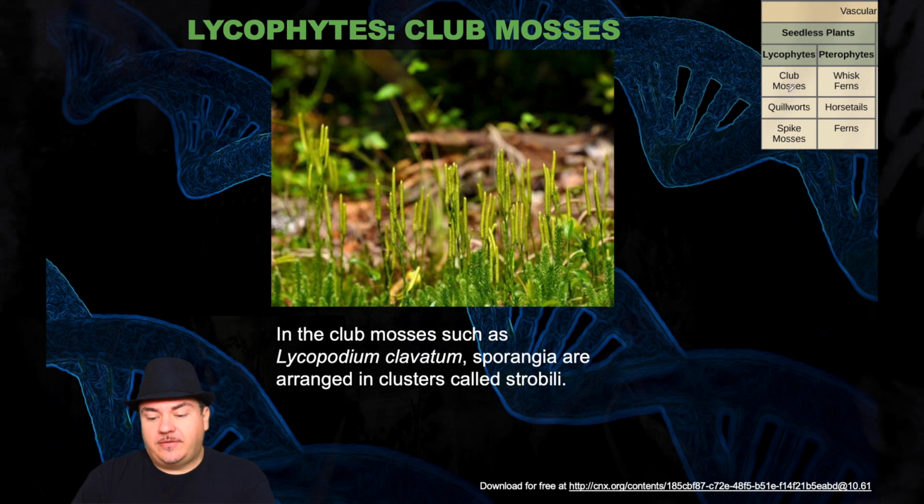First type of lycophyte is the club mosses. This is an example of club mosses. And these club mosses have sporangia, remember those are the structures that produce the spores, arranged in clusters called strobili.